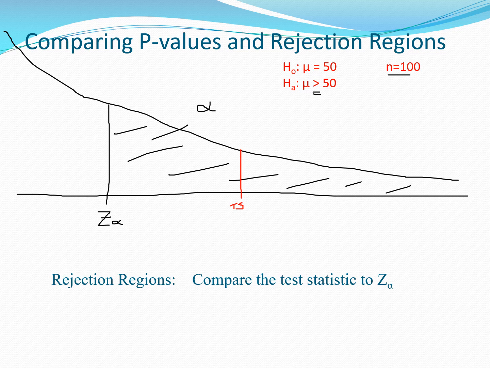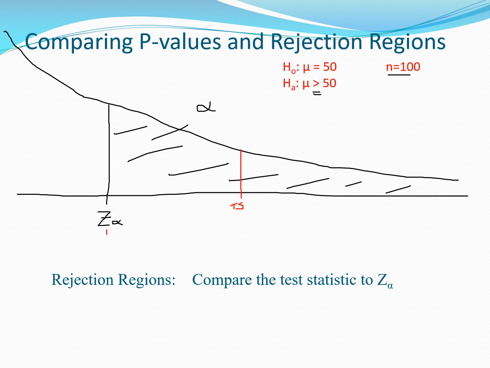The rejection regions compare the test statistic to z alpha, and so our rejection region would say something like at alpha equal 0.05, we're going to reject if our test statistic is bigger than z alpha, and in this case it is, of course. And so in this case, where I've drawn the test statistic, this would be a rejectable test statistic. We'll reject H naught at this level of alpha.